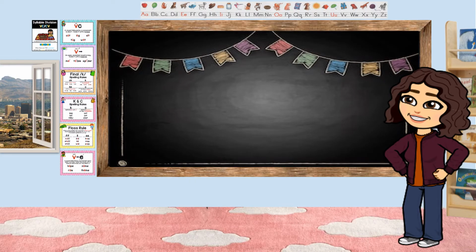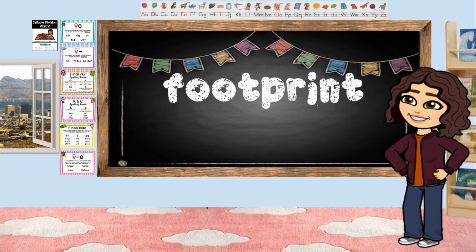Now, compound words are two words that come together to make a new word. But oftentimes, we can use those two words to help us figure out what the word means. So we have the word footprint. What two words do you see that make up the word footprint? We have the word foot and the word print. And a footprint is the print of a foot.